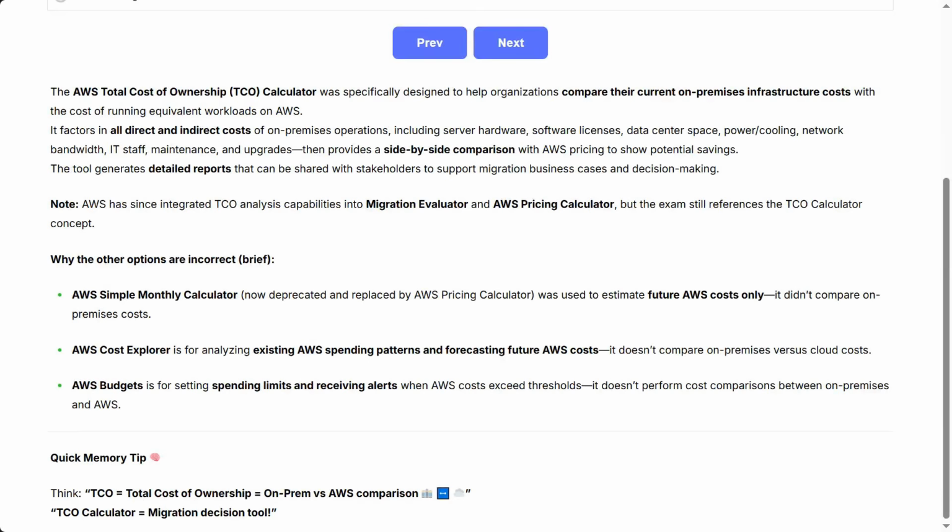Brief. AWS Simple Monthly Calculator, now deprecated and replaced by AWS Pricing Calculator, was used to estimate future AWS costs only. It didn't compare on-premises costs. AWS Cost Explorer is for analyzing existing AWS spending patterns and forecasting future AWS costs. It doesn't compare on-premises versus cloud costs. AWS Budgets is for setting spending limits and receiving alerts when AWS costs exceed thresholds. It doesn't perform cost comparisons between on-premises and AWS. Quick memory tip, think. TCO Total Cost of Ownership On-Prem versus AWS comparison. TCO Calculator Migration Decision Tool.